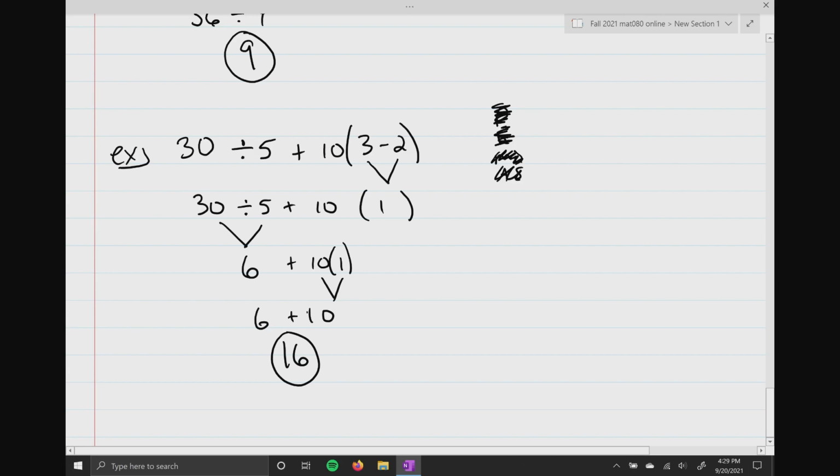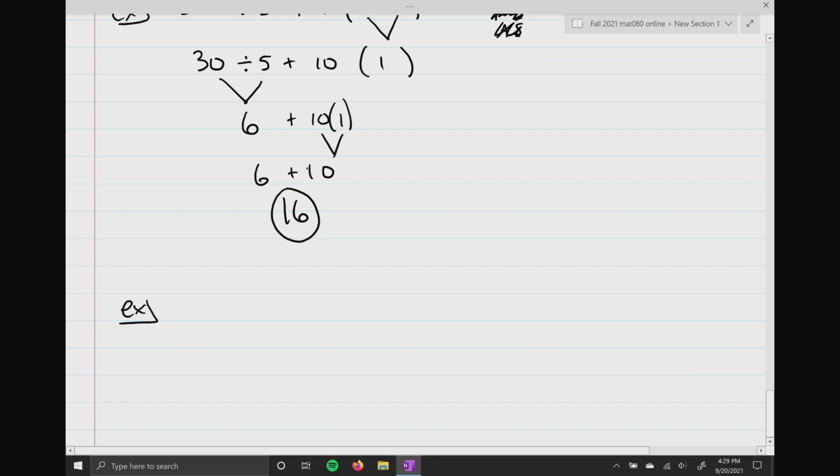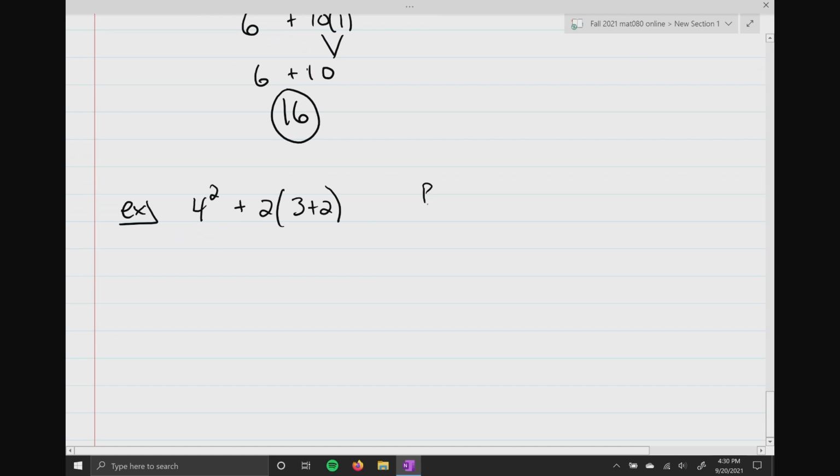From here, I'm going to do a little bit more complicated. We're going to see some exponents. So I write my order of operations. And I just go right down a list. Do I see parentheses? Yes. I need to do 3 plus 2. So I rewrite everything exactly how it looks. 3 plus 2 is 5. So I can scratch it out.